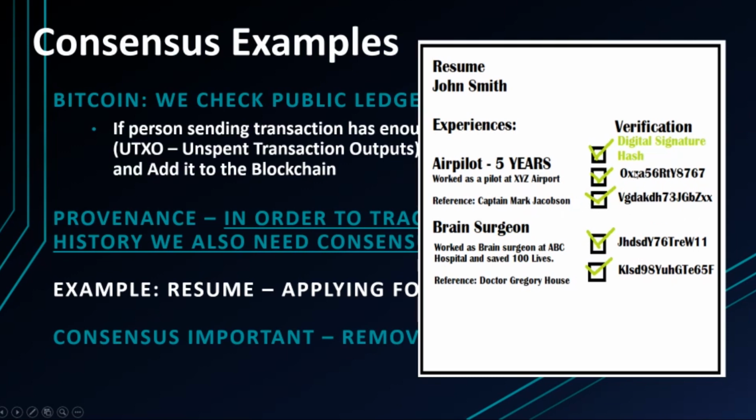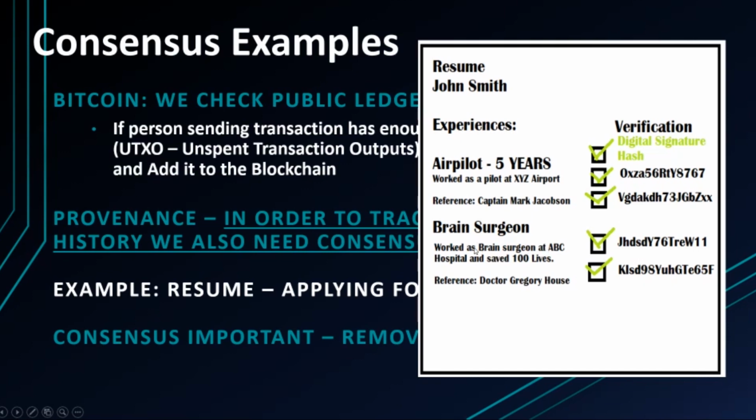And these digital signatures, if you click on them, can maybe redirect to another part of the blockchain where there's a published document showing his starting at this airport, when the first day he started, how long he's worked there, what his jobs consisted of, and they would be signed by a series of people and staff who worked at these airports, so it could be digitally verified. Same with the brain surgeon as well.